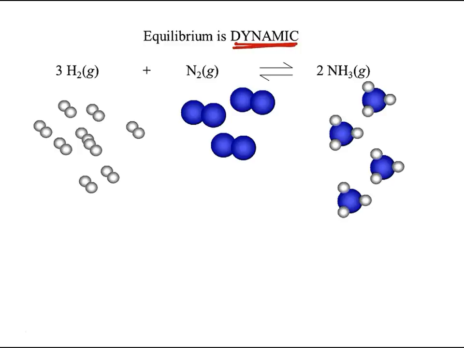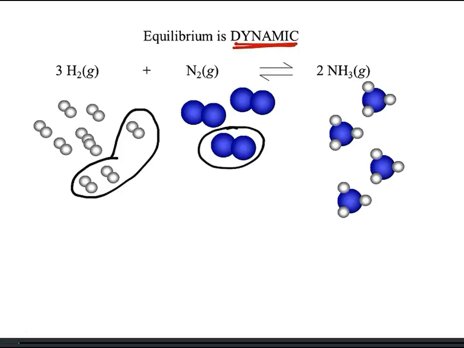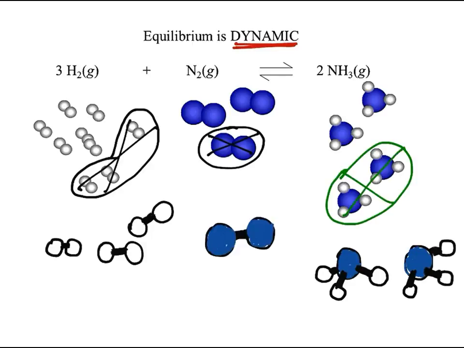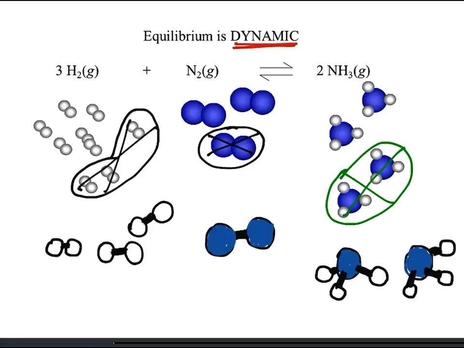So if we think about what's happening here, imagine these 3 hydrogen molecules are going to combine with this nitrogen molecule, and they're going to form 2 ammonia molecules on the other side. At the same time, however, 2 other ammonia molecules, maybe the same ones, maybe different ones, I'm going to pick different ones, are going to react, decompose to form 3 molecules of hydrogen and 2 molecules of nitrogen.